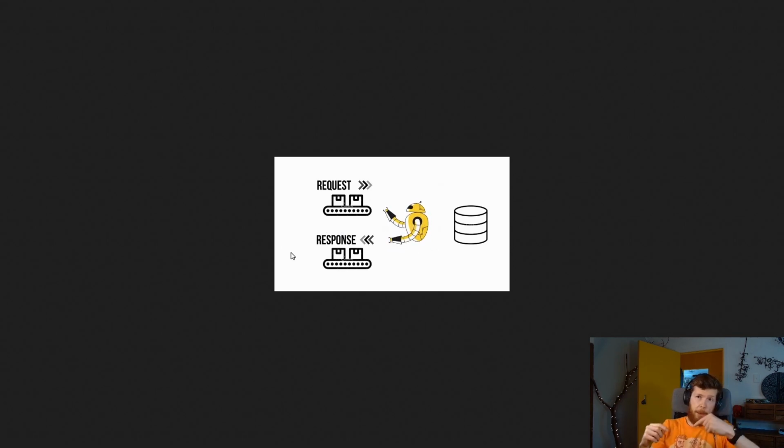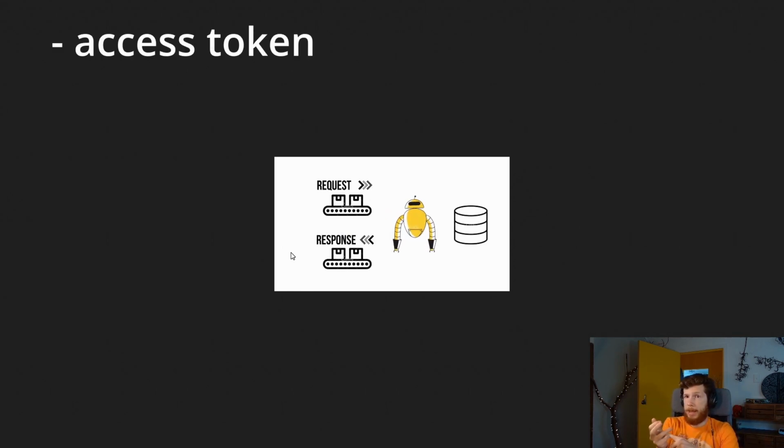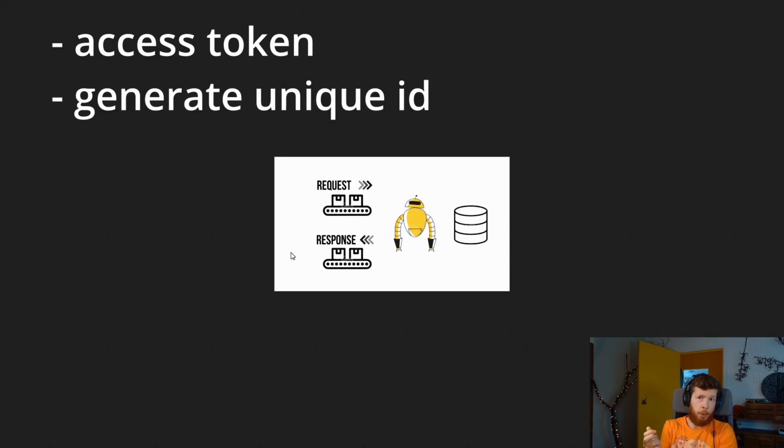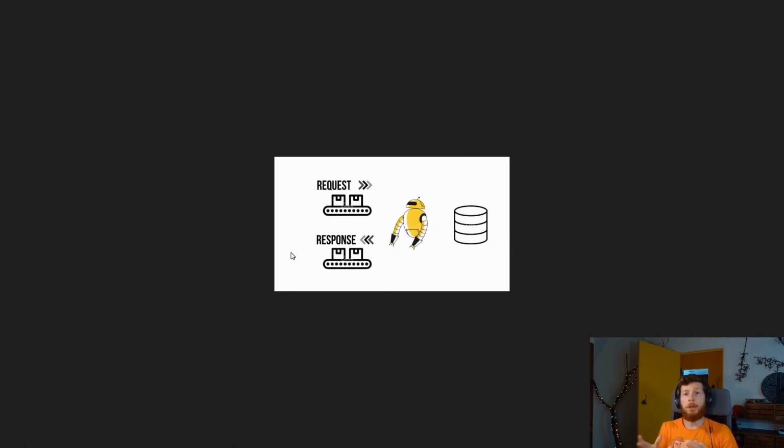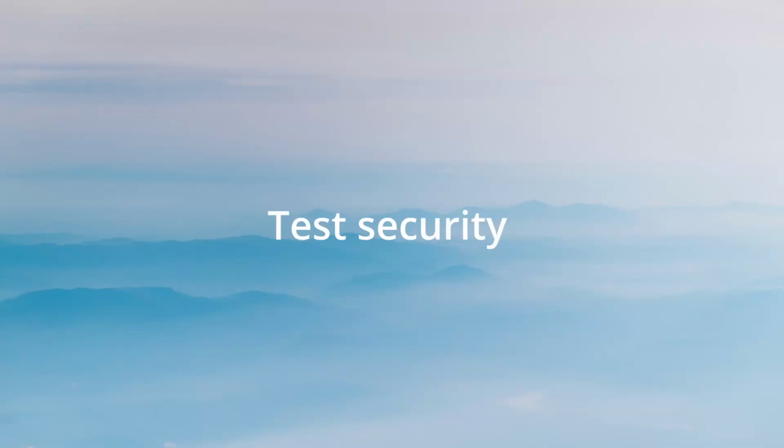Examples of incoming middleware could be checking that this request has a valid access token attached, generating, if required, a unique request identifier for tracing purposes, checking that the request has a right payload, right headers attached. Outgoing middleware could be a global exception handler to catch and format all errors in a certain way.